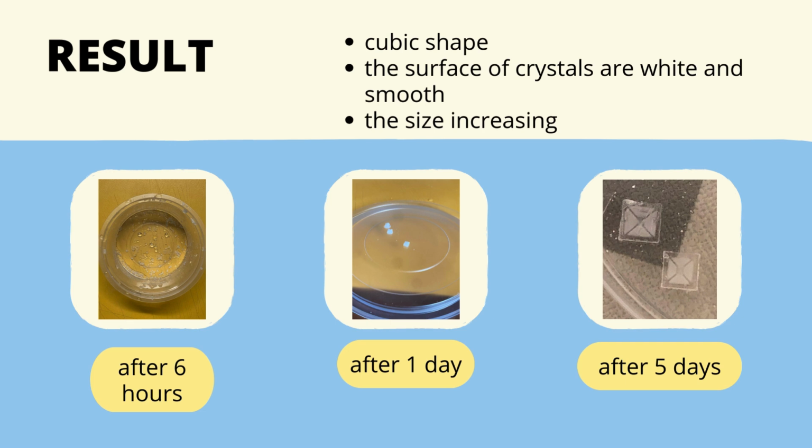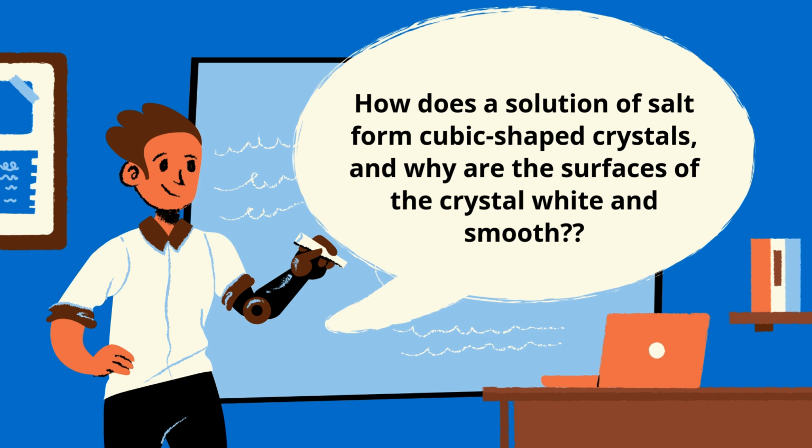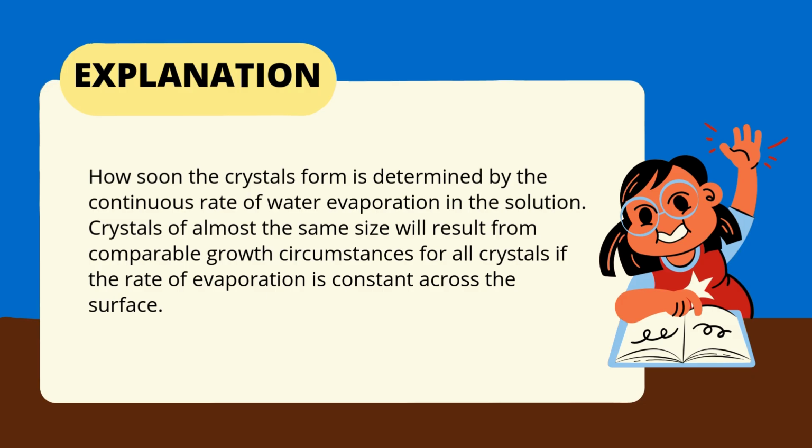In conclusion, the crystal growth process over 6 hours, 1 day, and 5 days shows a clear trend of increasing size and well-maintained surface quality. From the initial stage, where the crystals are small and their shape is less defined, to the final stage after 5 days, where they have grown significantly and taken on their cubic form. We can observe how time plays a crucial role in the development of the crystal structure. This experiment not only showcases the growth of these crystals, but also highlights the importance of time in shaping the final product.